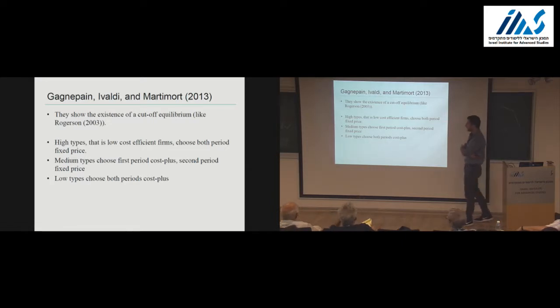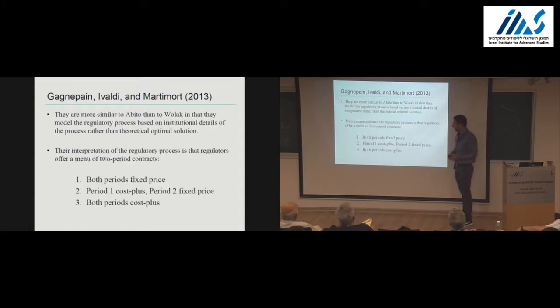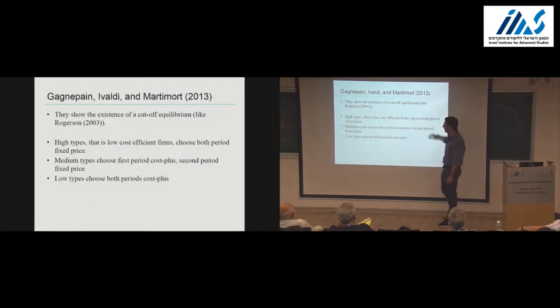So they show the existence of a cutoff equilibrium. If you have a really good theta, a really efficient firm, you're going to choose fixed price in both periods. There's an intermediate range where you start off cost plus and then switch. And the inefficient firms are going to choose cost plus in both periods. So there's a whole theoretical part where they show that cutoff equilibrium.